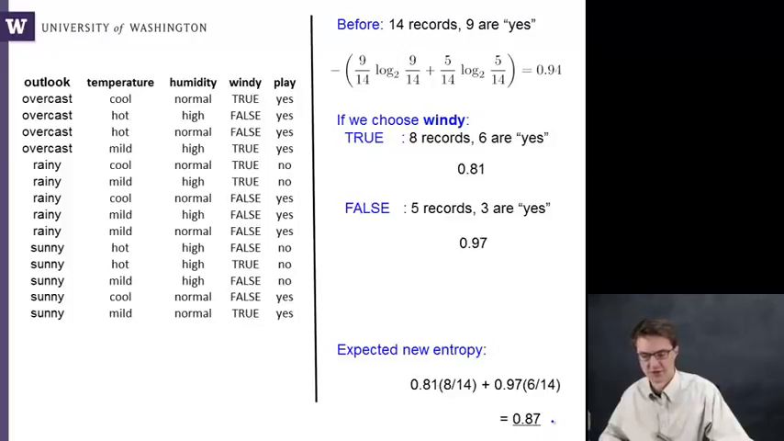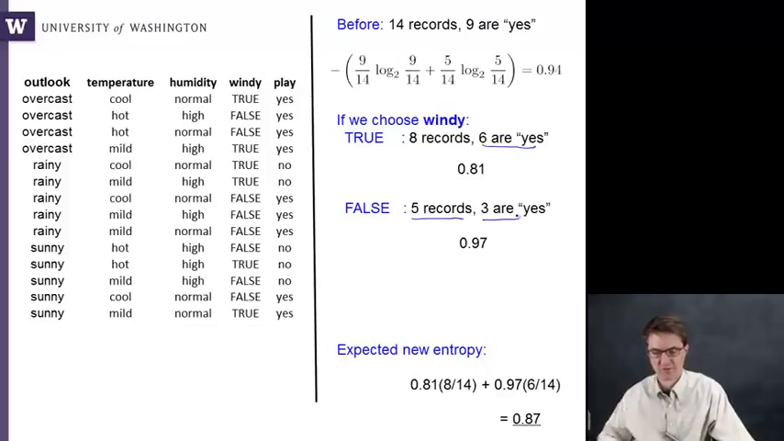And finally, windy, there's also only 2 values here. So if it is windy, there's 8 records with windy, 6 of which indicate we played, and the entropy is 0.81. And when it's not windy, there are 5 records, 3 of which we played, and the value is 0.97. And run through the numbers, and you get 0.87.